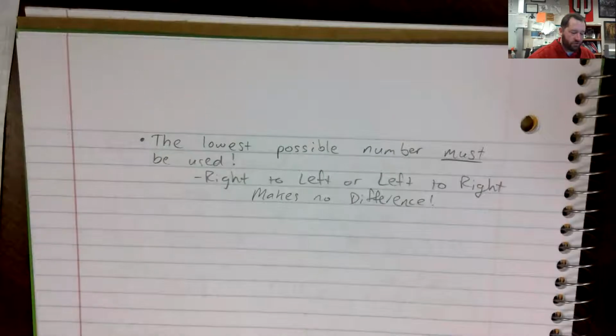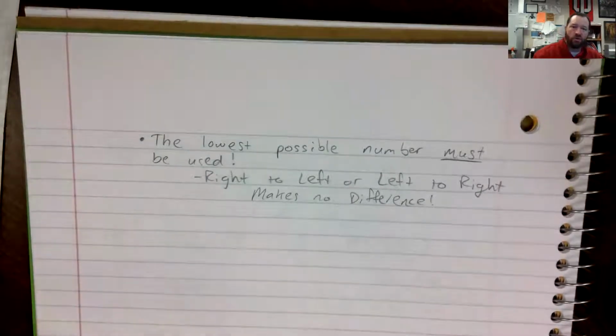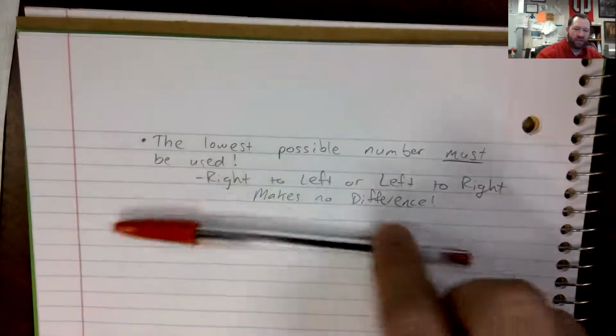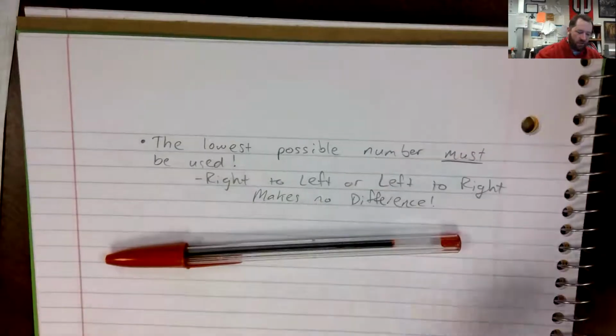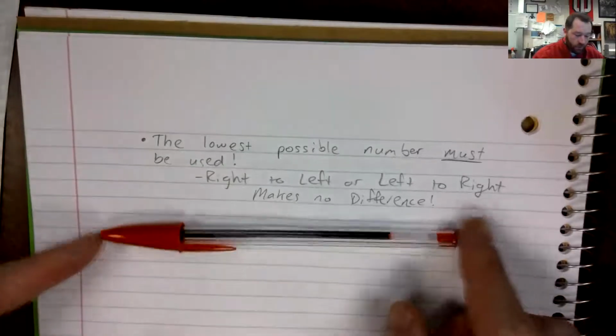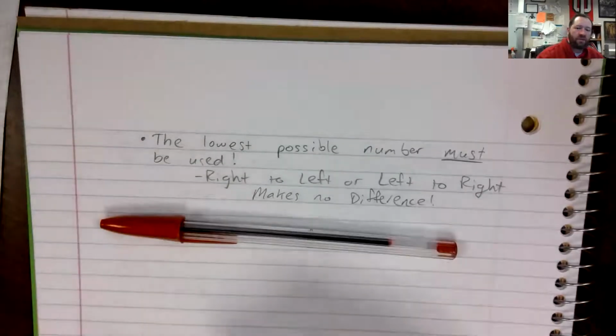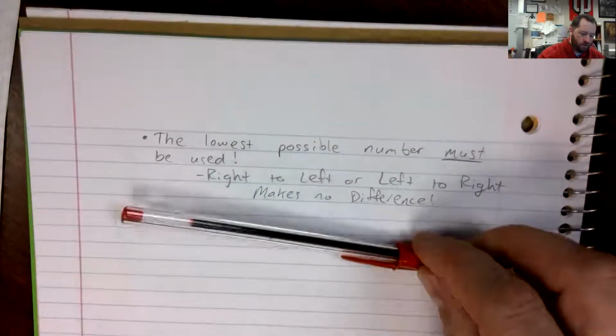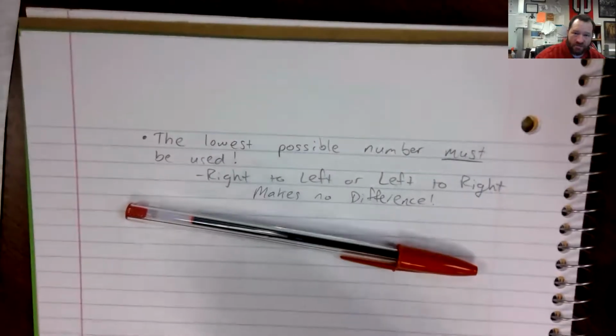I know we're so used to reading left to right, but in organic chemistry it doesn't matter. Sometimes you can number right to left, and all that matters is getting the lowest possible number on the double or triple bond. So the idea is organic molecules are three-dimensional objects, kind of like this pen, and it doesn't matter if the pen faces this way or this way. It's still the same pen.